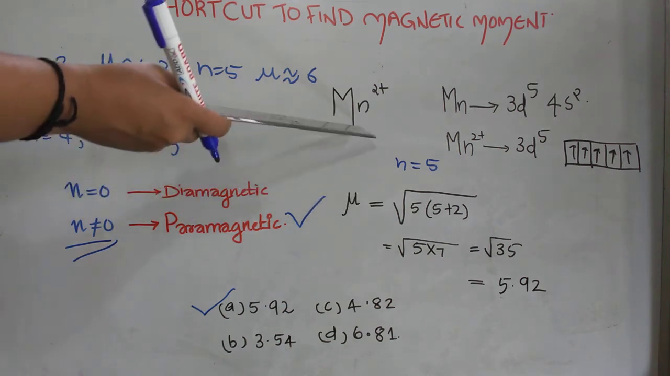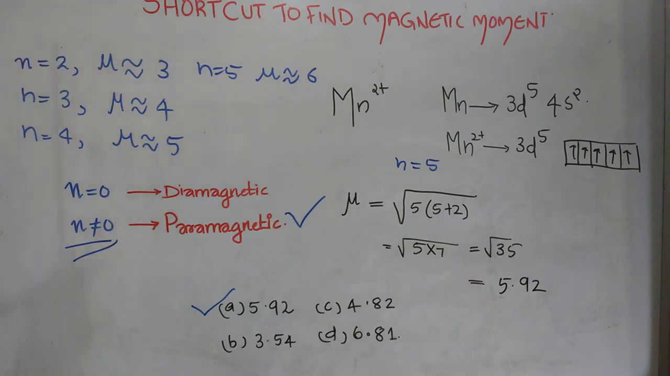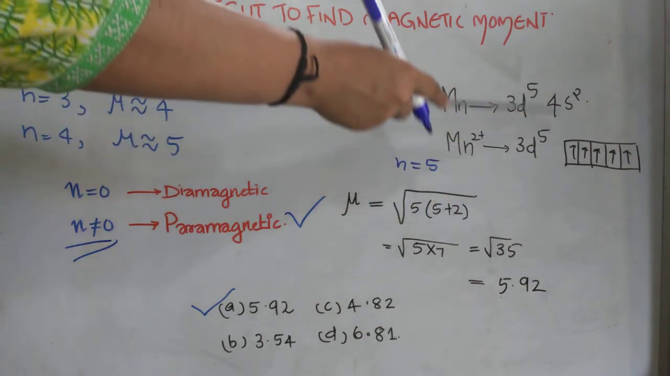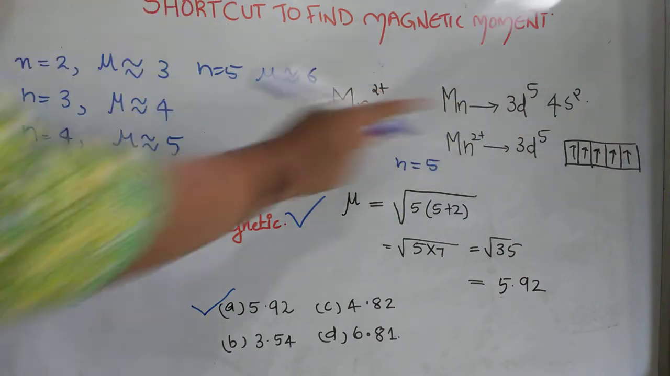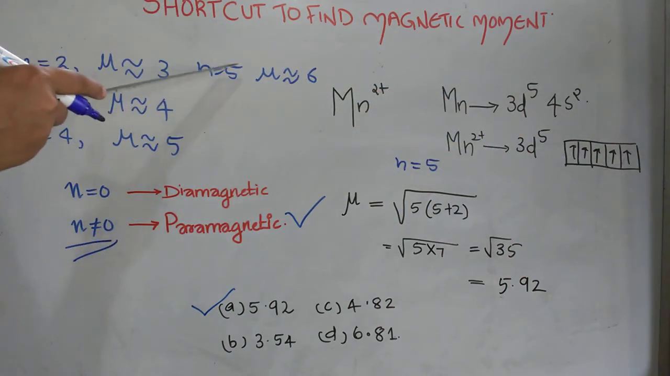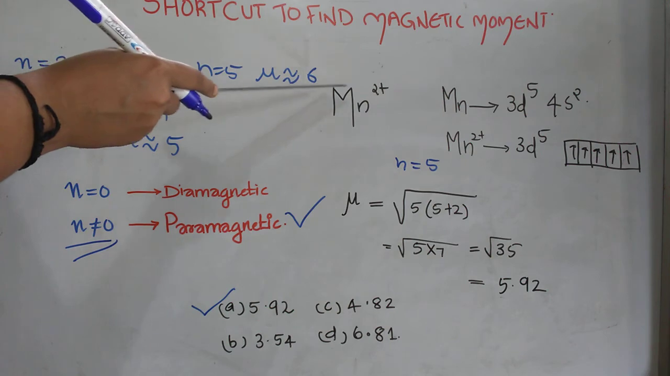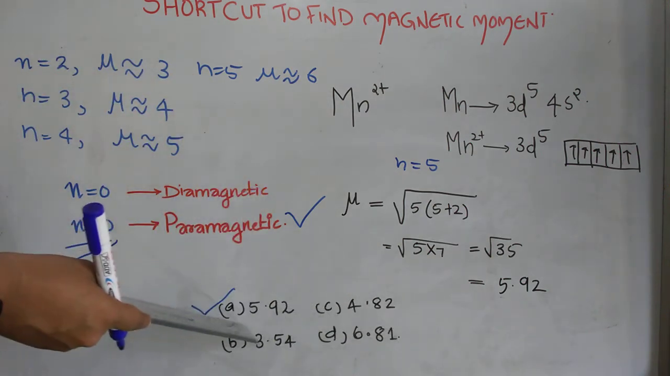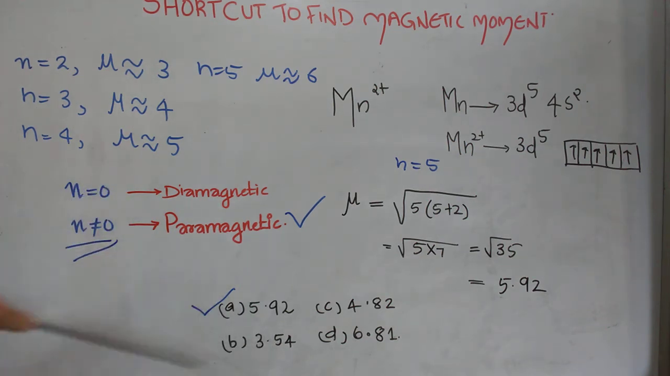See, here we actually did all these steps, but if we know this trick, the only thing that we have to do is to find the number of unpaired electrons. In the second step itself, we know that the number of unpaired electrons is 5. So according to our shortcut, when n is equal to 5, we should actually get a magnetic moment value that is close to 6. So in these options, the option that is closest to 6 is A, that is 5.92, and that will be our answer.